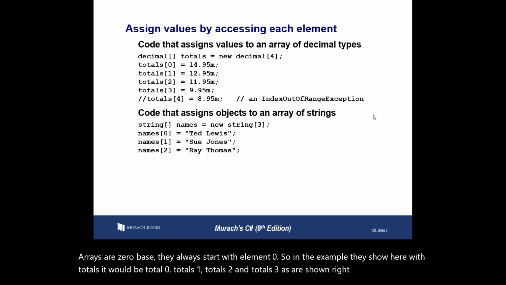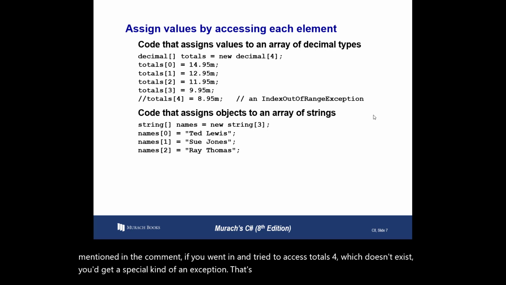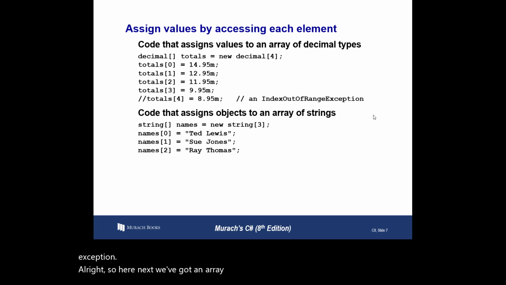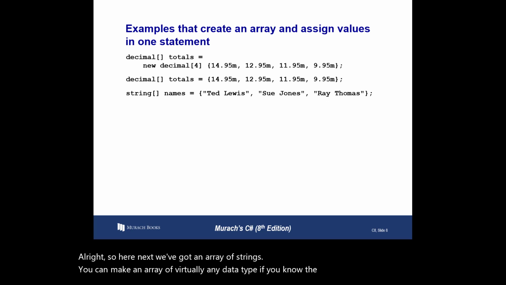Also, as mentioned in the comment, if you went in and tried to access totals 4, which doesn't exist, you'd get a special kind of exception that's referred to as an array index out of bounds exception. All right. So here next we've got an array of strings. You can make an array of virtually any data type. If you know the values in advance, you can fill them up like this.